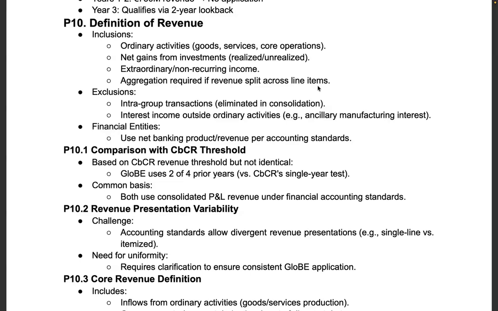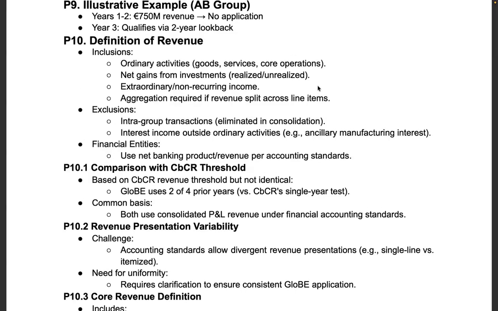Now, exclusions: intragroup transactions. Obviously, it's common sense that if it is an intragroup transaction, this would be eliminated on consolidation during the consolidation phase. Interest income outside ordinary activities. If that is the case, for example, ancillary manufacturing interest, so if it is outside ordinary activities, that kind of interest income would be excluded.